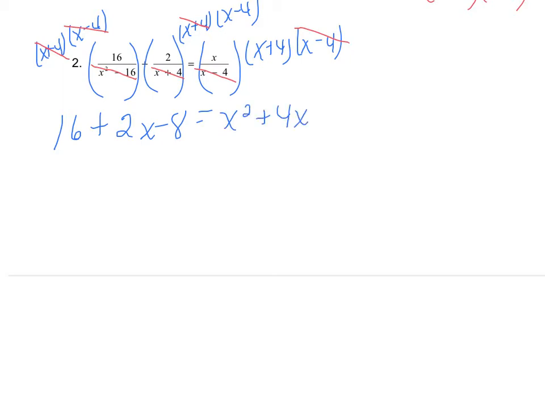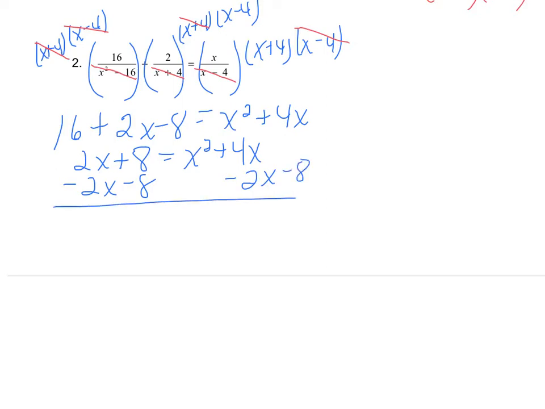Okay, I'm going to neaten up the left side, so now I have 2x plus 8 equals x squared plus 4x. I'm going to move the whole left side to the right because I have a squaring and I need to get one side equal to 0. So I'm going to subtract a 2x and an 8 on both sides. And I'm going to get 0 equals x squared plus 2x minus 8.